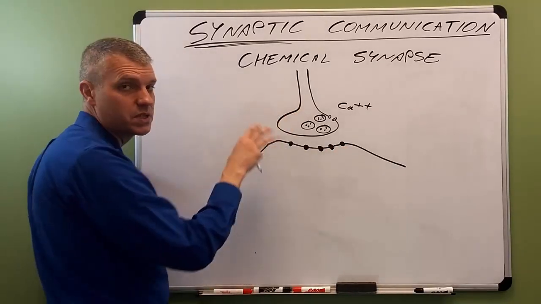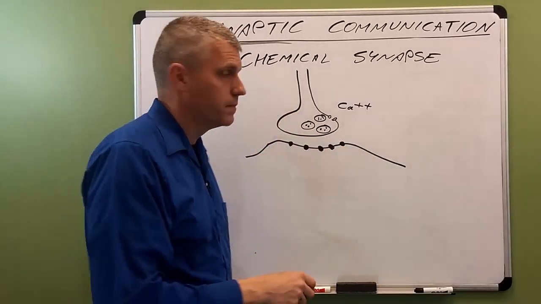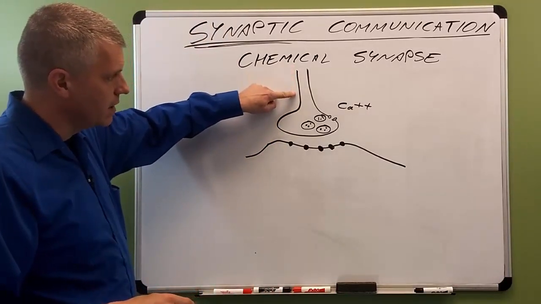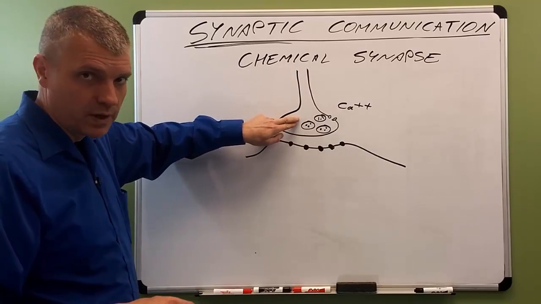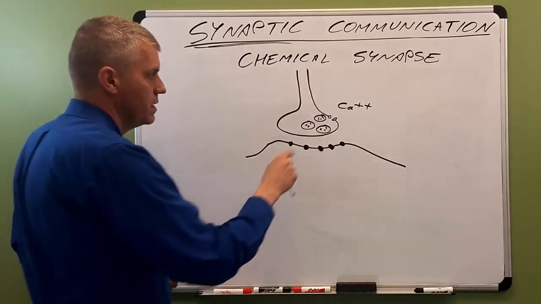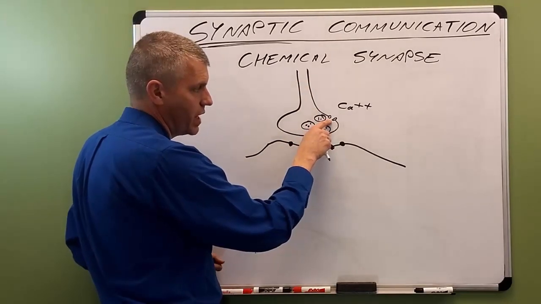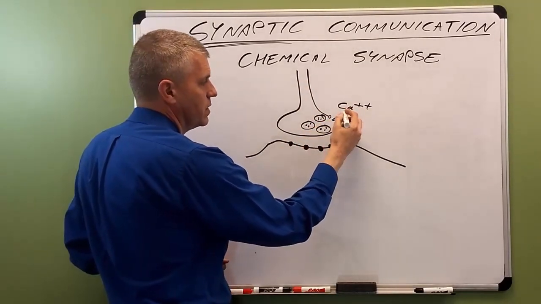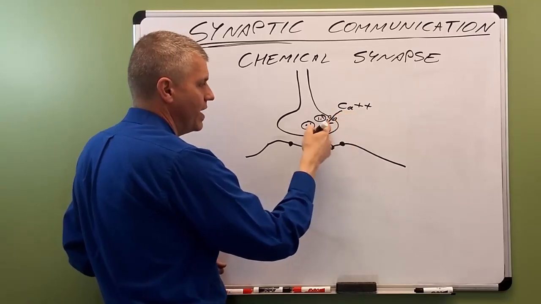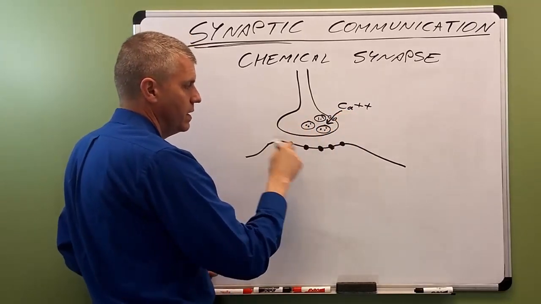So here's how chemical synaptic communication occurs. An action potential comes down this axon and reaches the axon terminal. That change of charge, that flipping of charge, stimulates these calcium channels in the axon terminal to open, and now calcium enters the axon terminal.